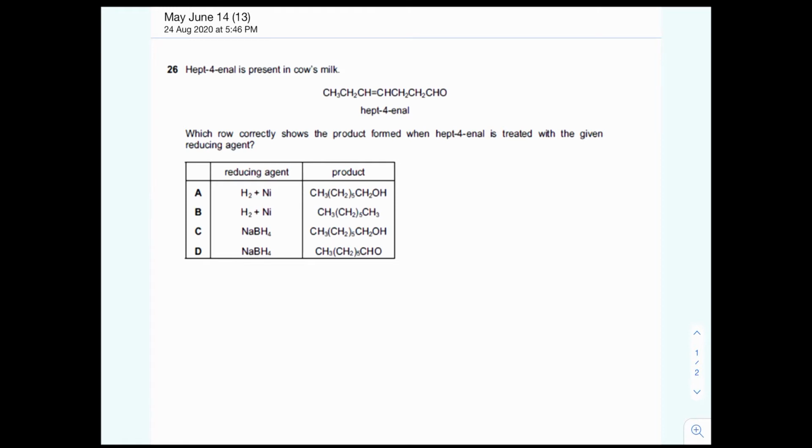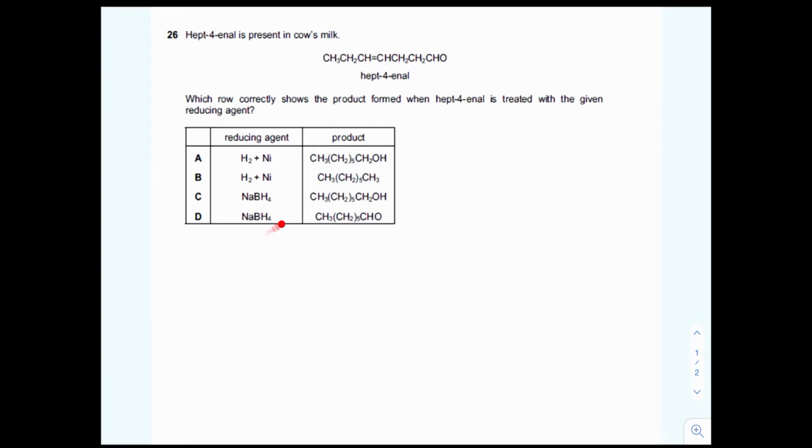Alright, now you need to know there are two types of reducing agent here. Hydrogen with nickel is a stronger reducing agent, whereas sodium borohydride is a weaker reducing agent. If it is a stronger reducing agent, it can reduce a few functional groups, for example the alkene and also the carbonyl compound.